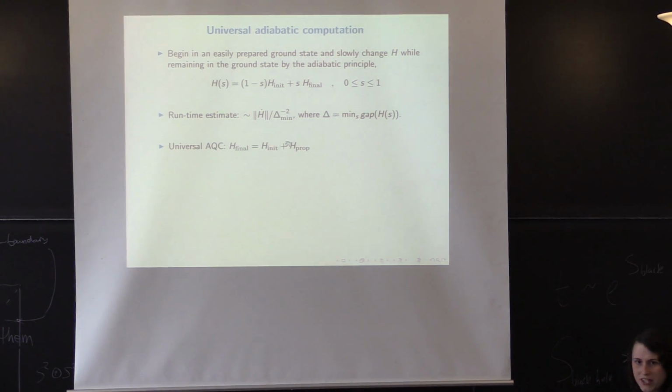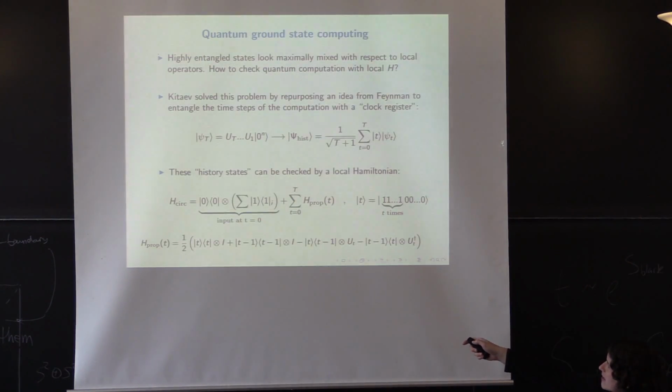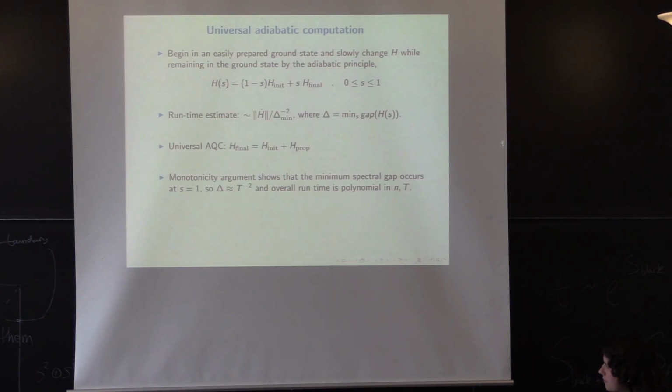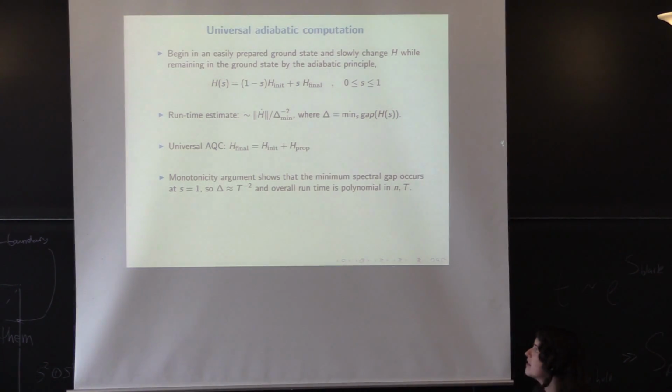Okay, so if you want to do the standard universal adiabatic computation, your final Hamiltonian is this initial part plus this propagation part, because you want the ground state to be the correct history state, and your initial Hamiltonian is what I called H init on that slide. So you interpolate between just this piece, and then this piece plus this piece. You can use a monotonicity argument to show that the minimum spectral gap occurs as your adiabatic parameter S approaches 1. We saw in the previous slide about the hopping particle that the spectral gap is inverse polynomial in the total runtime. So according to these adiabatic theorems, the overall runtime is polynomial in N and T.